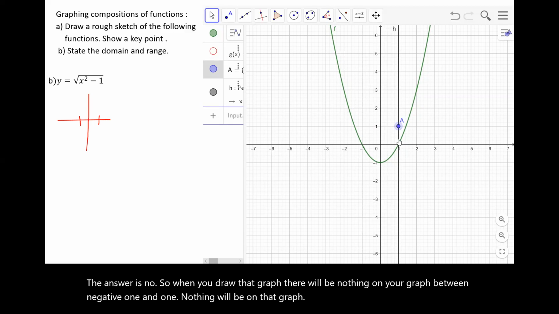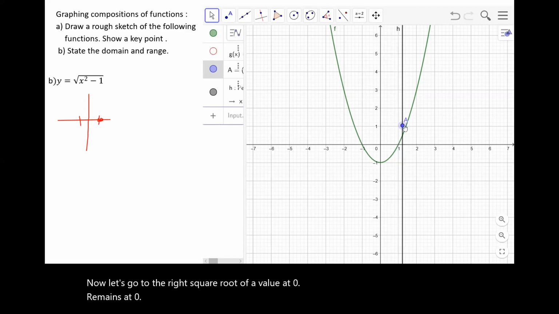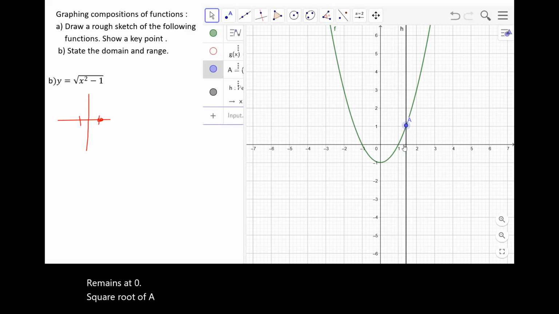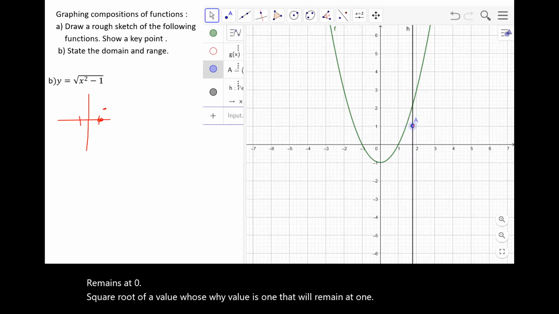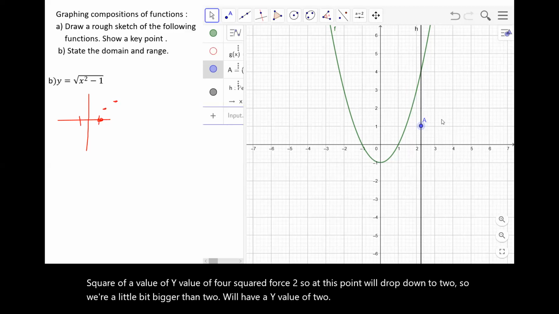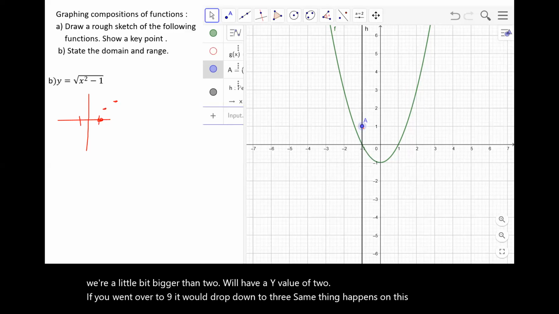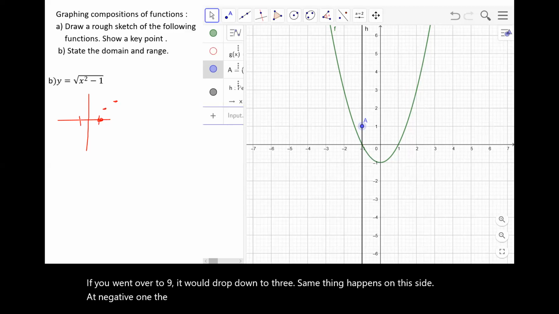Now, let's go to the right. Square root of a value at 0 remains at 0. Square root of a value whose y value is 1, that will remain at 1. Square root of a value, a y value of 4, square root of 4 is 2, so this point will drop down to 2. So we're a little bit bigger than 2, we'll have a y value of 2. If you went over to 9, it would drop down to 3. Same thing happens on this side. At -1, the y value is 0. When you take the square root, it remains 0.